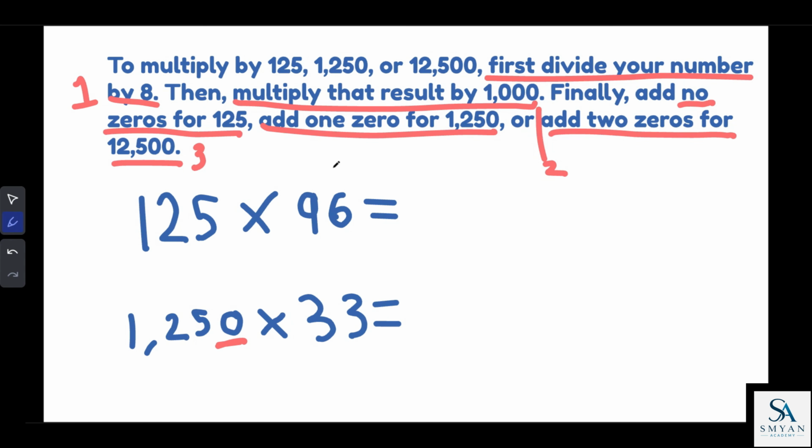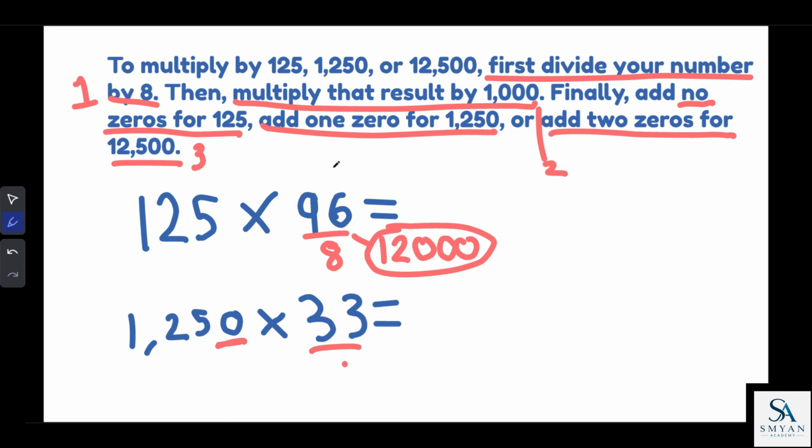Moving on. 125 times 96. First step, divide 96 by 8. We get 12. And then we multiply by 1,000, which will give us 12,000. And since we have to add no zeros, this is our answer. 12,000.